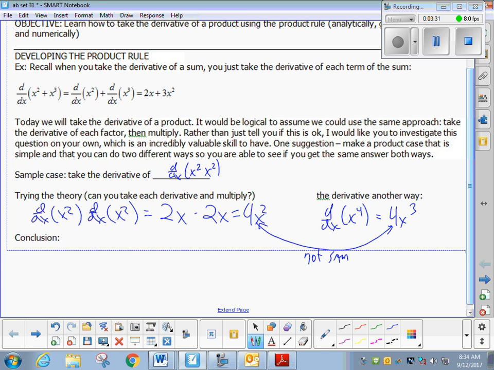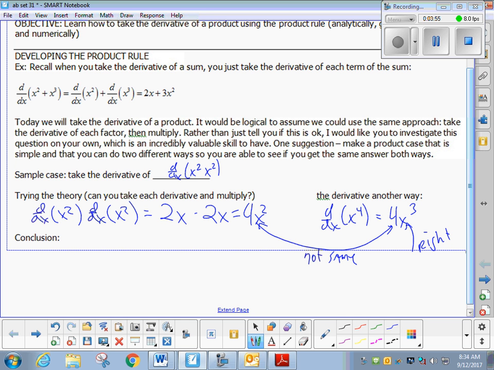Now, as far as which one's right, this one is right. We know that's a fact. I can multiply those together and get x to the fourth, and I know the derivative of x to the fourth is 4x cubed. So this is correct. There's no doubt about it. This theory bombed. It stinks. This is actually the number one biggest error on the product rule, thinking, oh, you just take the derivative of each piece and multiply.